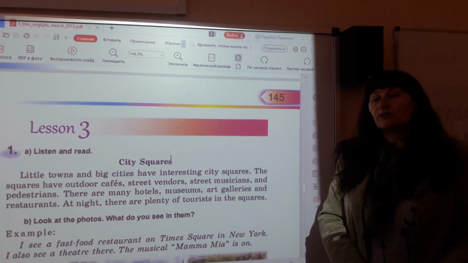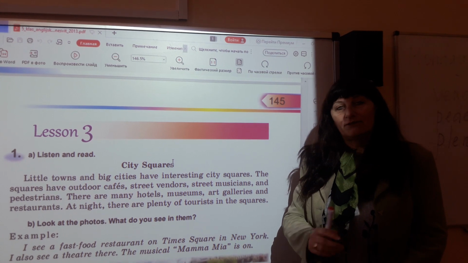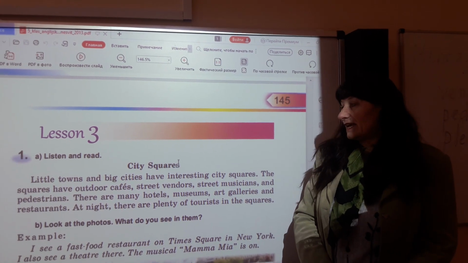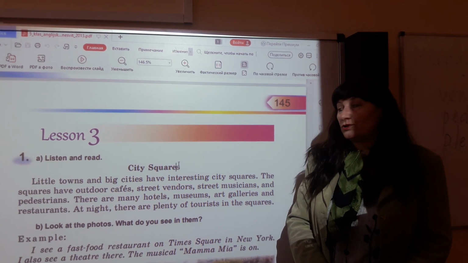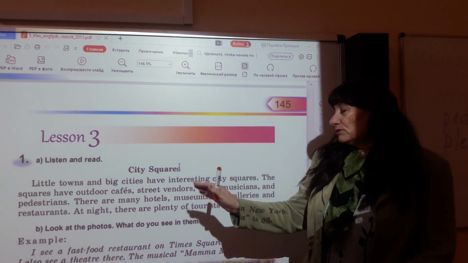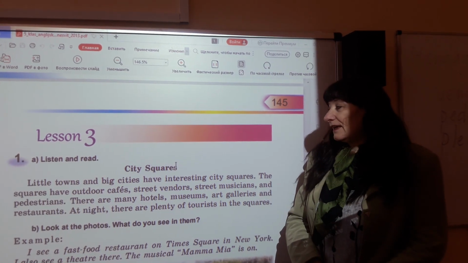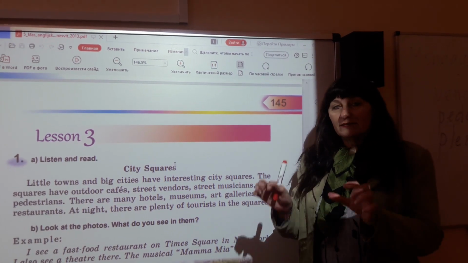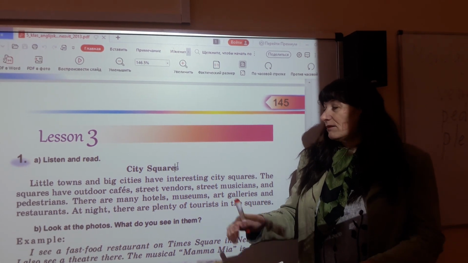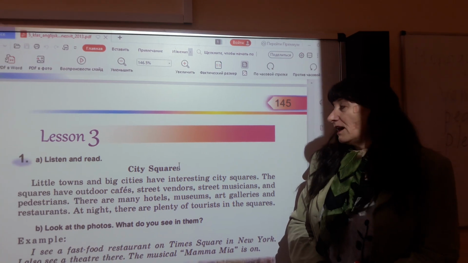I hope that you remember the translation of the word square we have learned at our previous lessons. It is площадь. So, city squares. First, I'm going to read this short text for you. You are going to listen. Then you will read the text with some pauses, with some little stops. And then we are going to do some tasks.